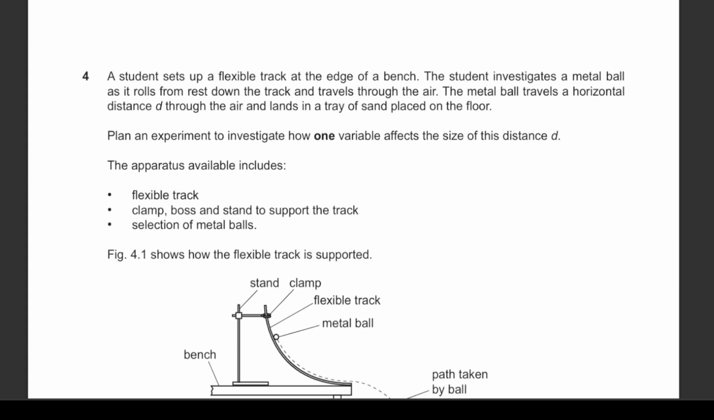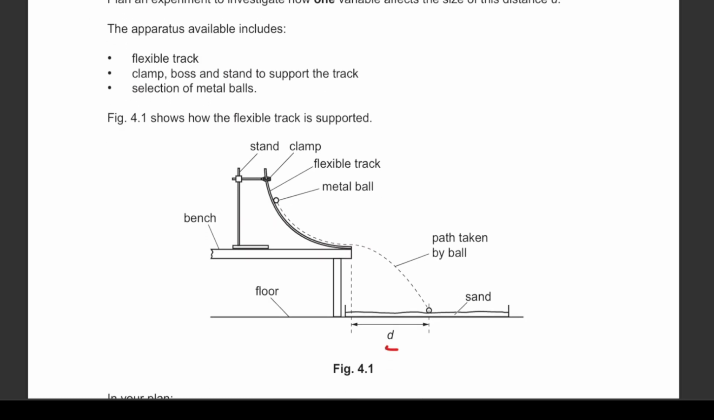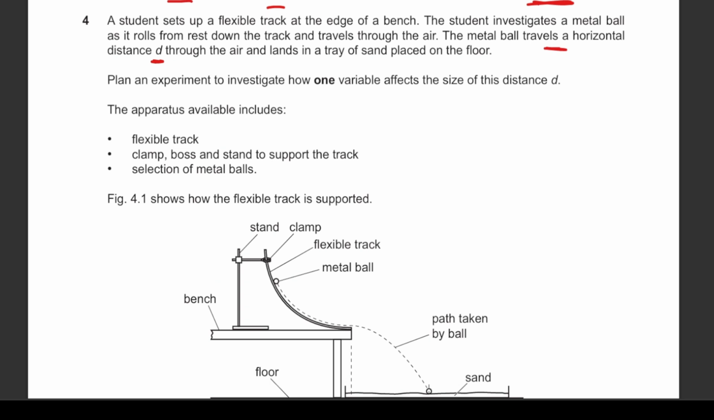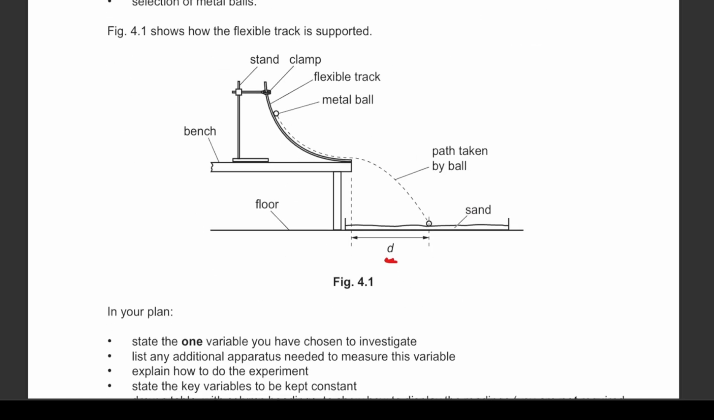Question number 4, he says, a student sets up the flexible track on the edge of the bench. The student investigates the metal ball as it rolls down from the track. The metal ball travels horizontal distance d, which is mentioned on the image, through the air and lands in the tray of sand placed on the floor. Okay. Plan an experiment to investigate how one variable affects the size of this distance.